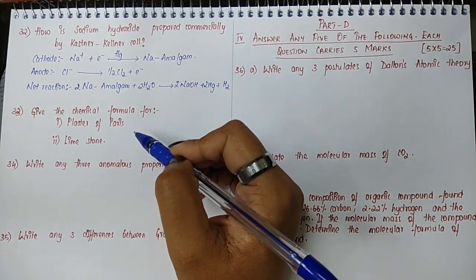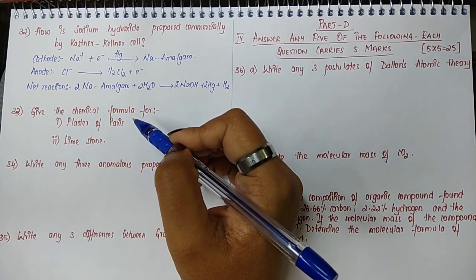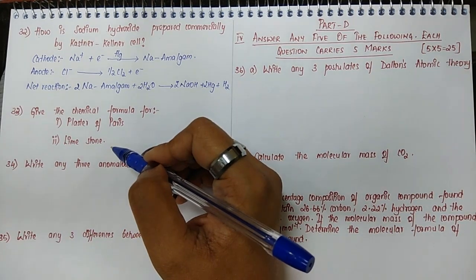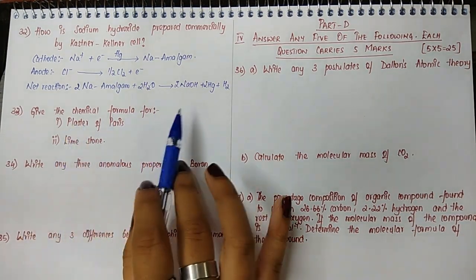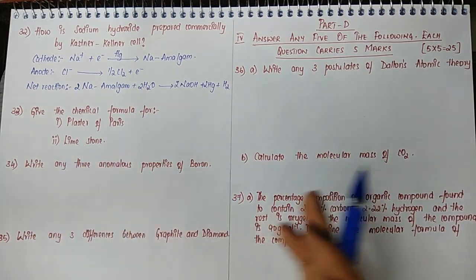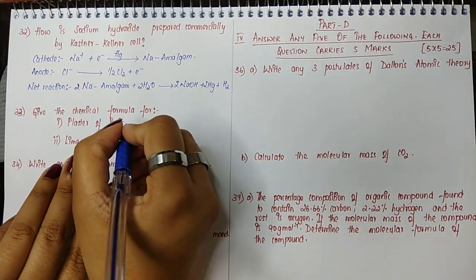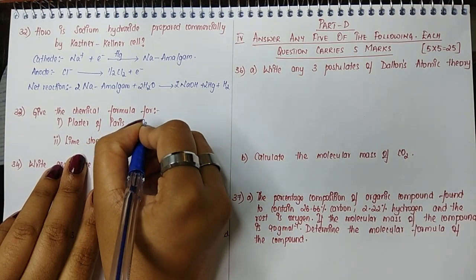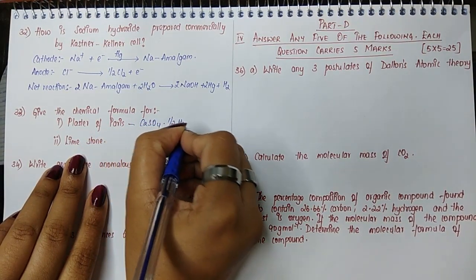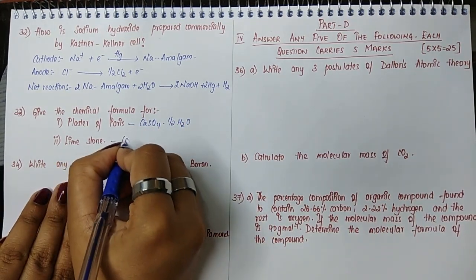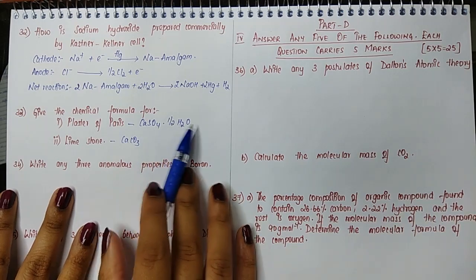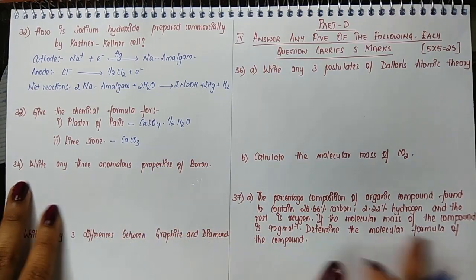Now the next one is give the chemical formula for plaster of Paris and limestone. So here plaster of Paris is a 2 mark question because it has some water of crystallization. Limestone is a 1 mark question. So plaster of Paris here is CaSO4 dot half H2O and limestone is CaCO3. 3-mark question because it also has a water of crystallization.